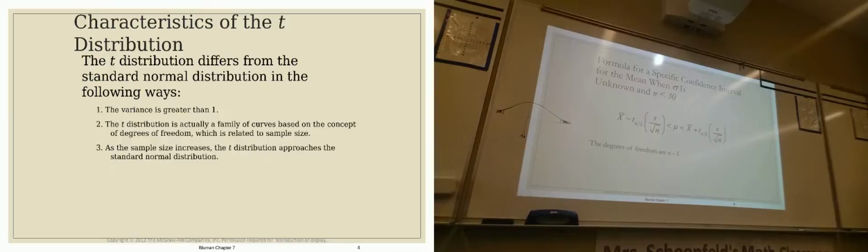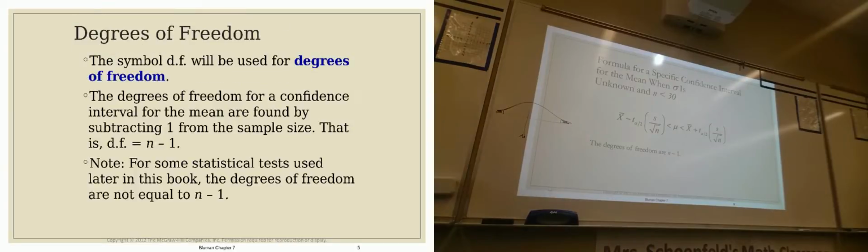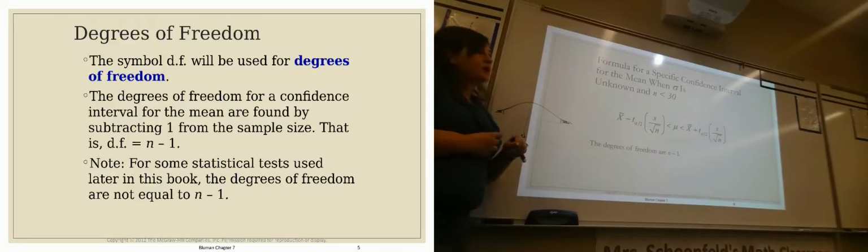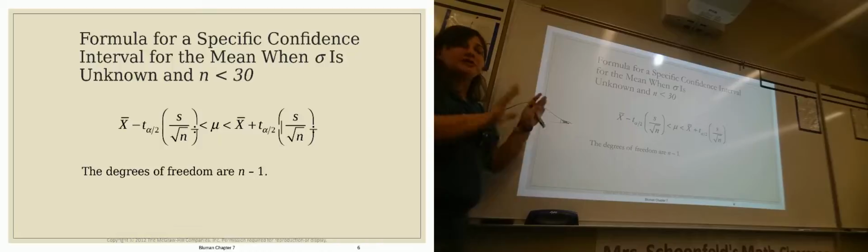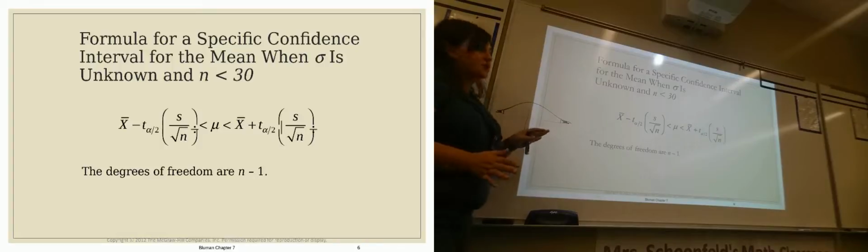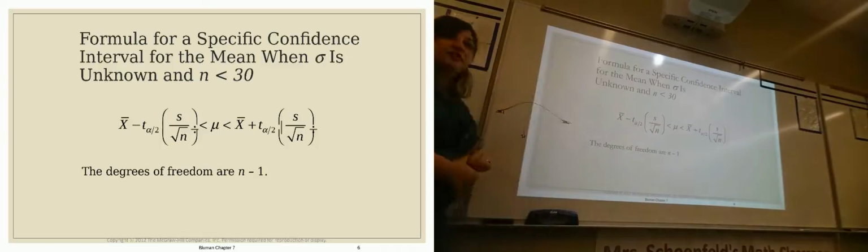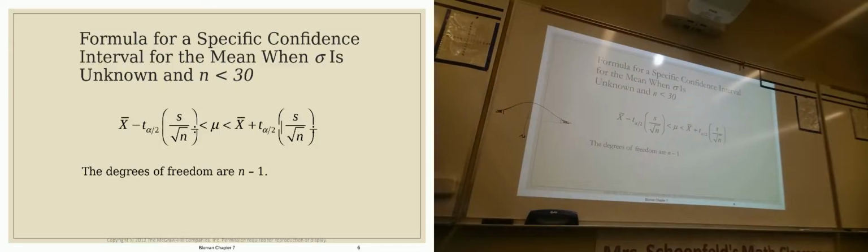Okay, and then we're going to use a new formula. Remember, this is for when sigma is not known. So basically, if in the question they don't say anything about what the standard deviation is, then we're going to use this formula. It's very, very similar to the other one.